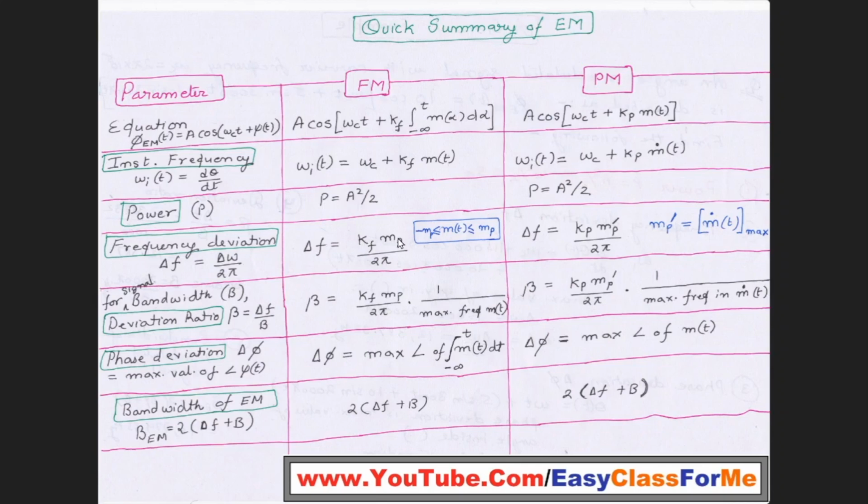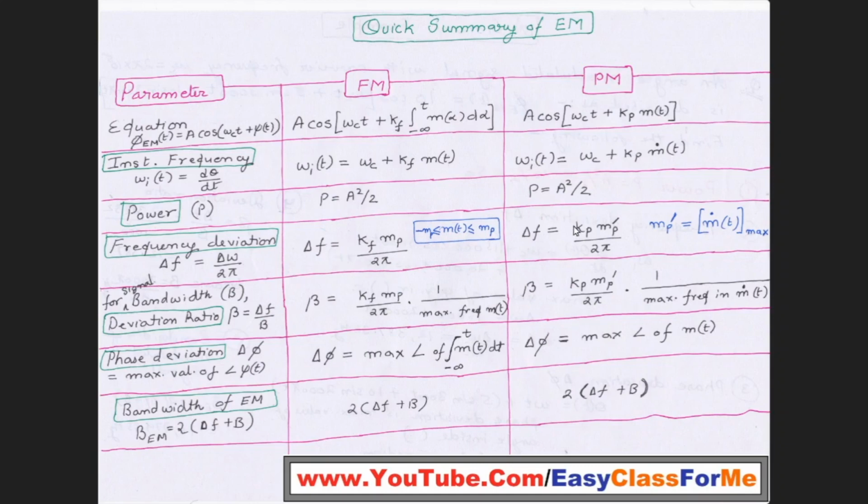If you take the value of kf as is, because omega c is constant, then from this frequency, how much we are deviating at max is kf into the maximum value of this particular signal m(t). Let us say that this signal m(t) lies between minus mp and mp. In that case, kf into mp over 2 pi will be the frequency deviation here.